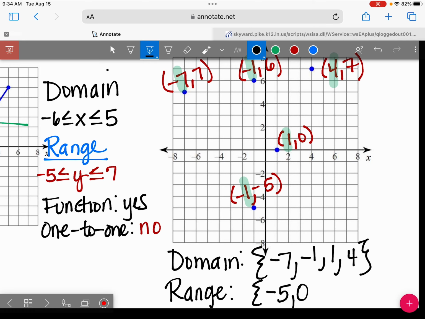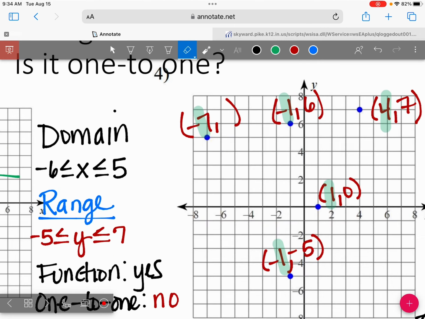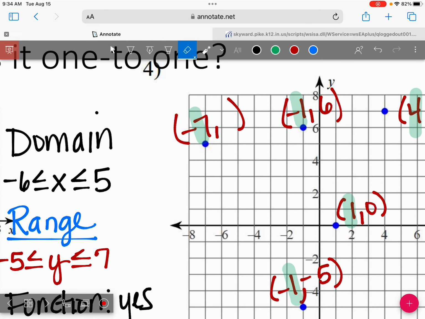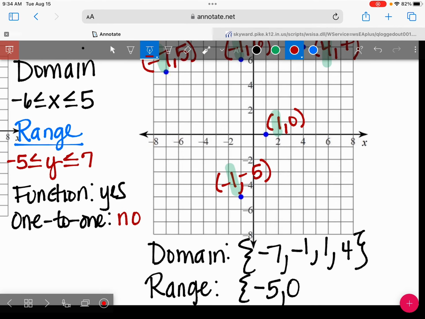Wait, that point is wrong. This point is wrong right here. Let's go back and fix that. That's not -7, 7. What should that be? -7 what? 5. Make that a 5. Yeah, that's fine. Okay, let's fix that. All right, so back to our y values. So we have -5, and then we have 0. And then here we have +5, +6, and +7.